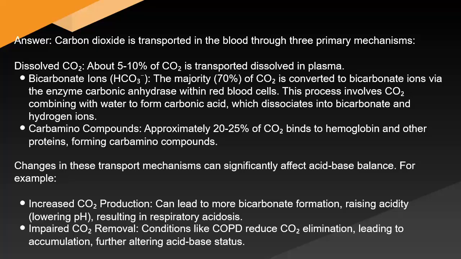Bicarbonate ions. The majority, 70% of CO2, is converted to bicarbonate ions via the enzyme carbonic anhydrase within red blood cells. This process involves CO2 combining with water to form carbonic acid, which dissociates into bicarbonate and hydrogen ions. Carbamino compounds: approximately 2.25% of CO2 binds to hemoglobin and other proteins, forming carbamino compounds.